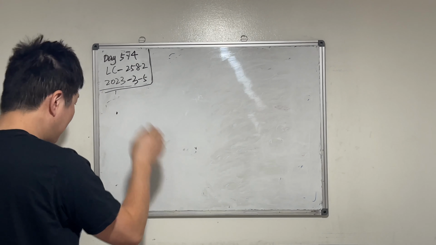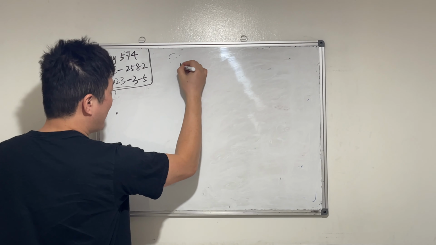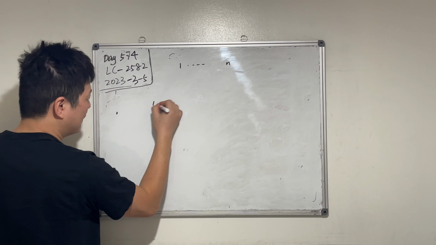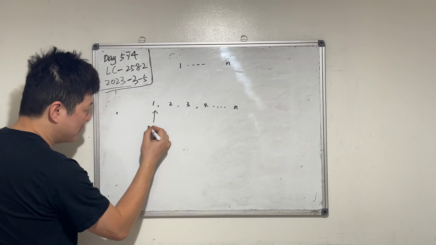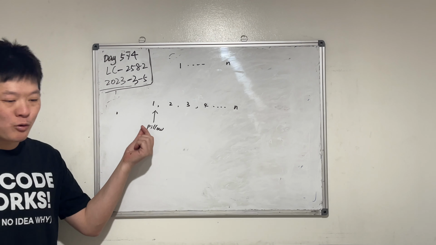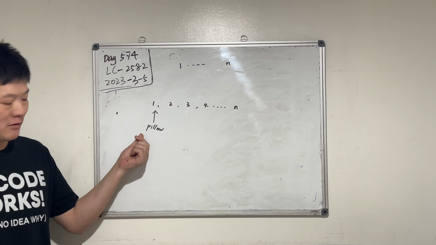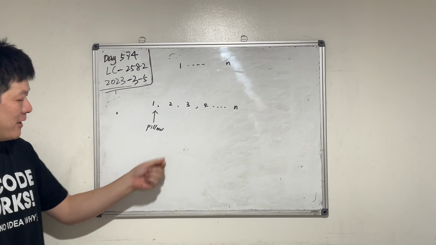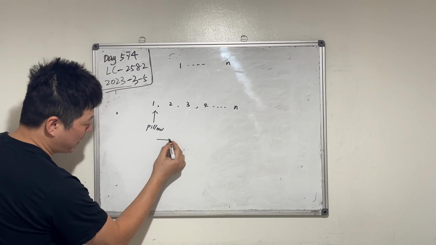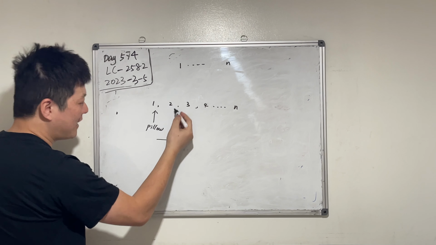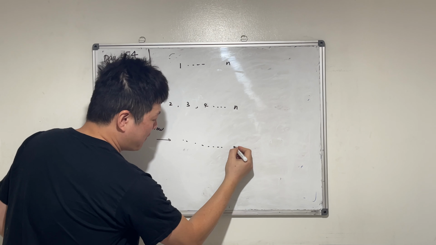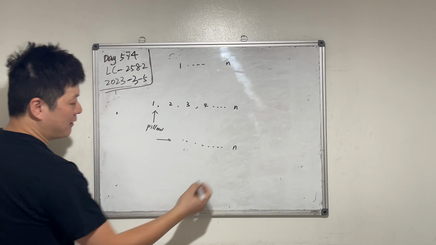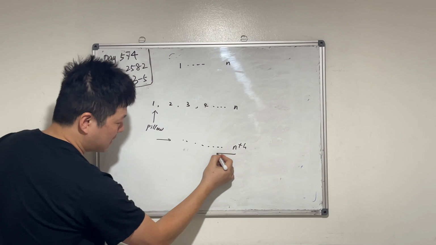Okay, so let's say we have n persons from 1 to n, right? So 1, 2, 3, 4, up to n. At the beginning, the first person has the pillow here. It takes 1 second to pass the pillow from one person to a neighbor. So at the beginning, the first person passes the pillow to the second person, and in another second, the second person passes the pillow to the third person. When the pillow reaches the nth person, the next time you pass it back.